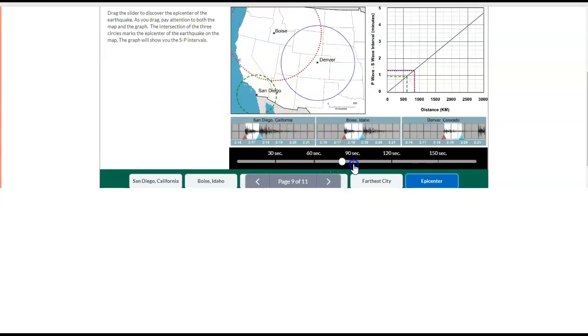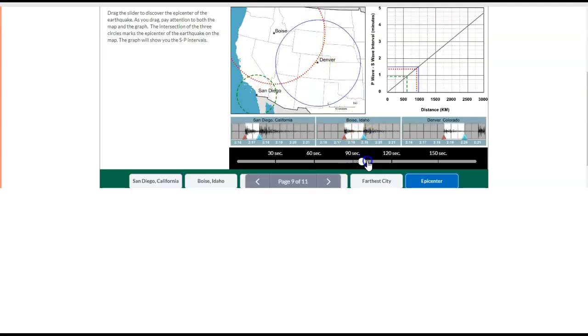When we keep going, it takes a little bit more time because Boise is further away. We now see that we have a circle for Boise where the P and the S waves have both arrived at that seismic station, and it intersects with the San Diego circle in two different places. So the location of our earthquake must be either here or here. We can't figure out which of those two points it is until we see when both waves have arrived at this third station in Denver.